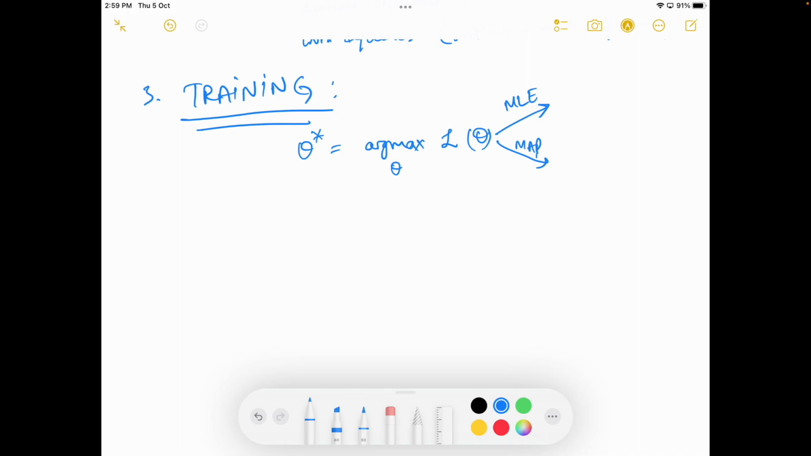Training means you are given the input X and the output sequence. No, you're not. Yeah, you are given the output sequence.